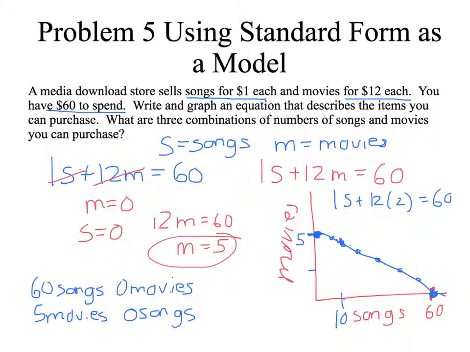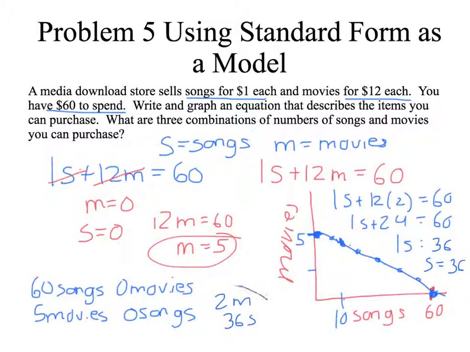So 12 times 2 would be 24. So I have 1s plus 24. Subtract 24 from both sides. So I have 1s equals 36. Divide both sides by 1. So s equals 36. So there's another combination. I can get 2 movies and 36 songs, and that would equal $60.